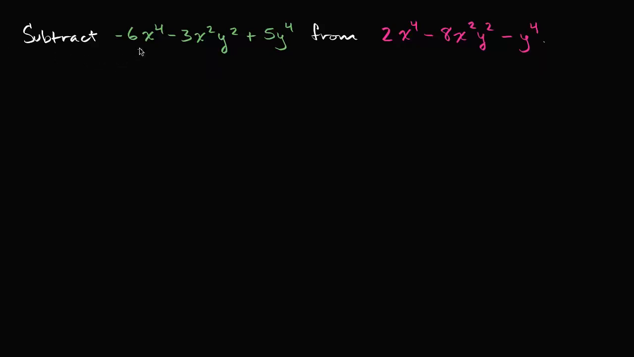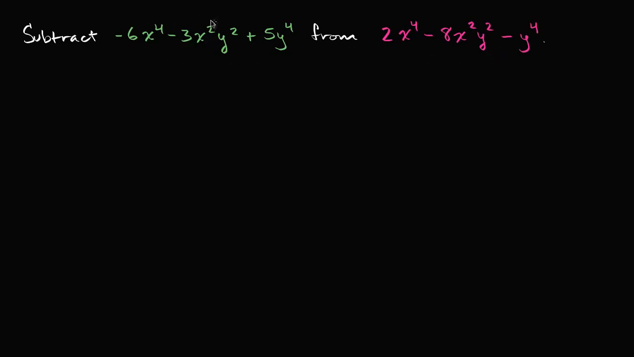We're asked to subtract negative 6x to the fourth minus 3x squared y squared plus y to the fourth from 2x to the fourth minus 8x squared y squared minus y to the fourth. And I encourage you to pause this video and give it a try. All right, let's work through it together.